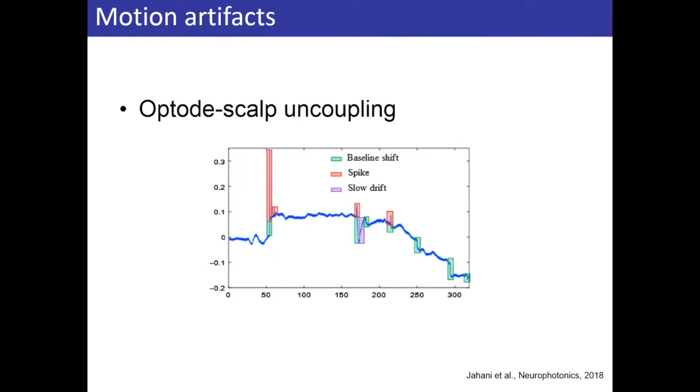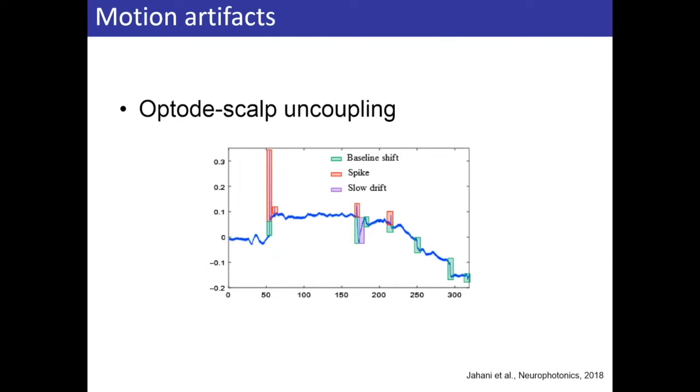So there are various ways of identifying motion artifacts in the literature. This figure is from a paper we published in 2018 that shows different types of motion artifacts: spikes, baseline shifts, and slow motions. I have also already shown that in the previous slide. The red ones are spikes. Baseline shifts are shown in green, so there's a change in the level of the signal, and there are slow drifts, which are much more difficult to detect, by the way.